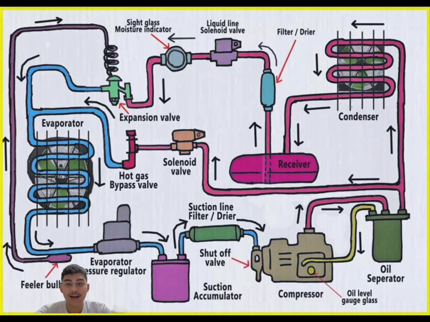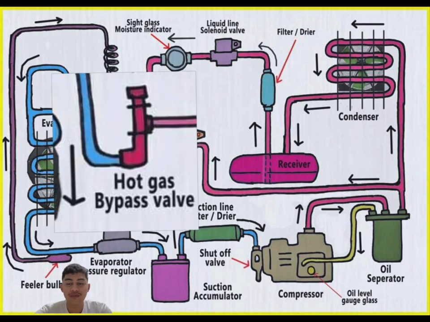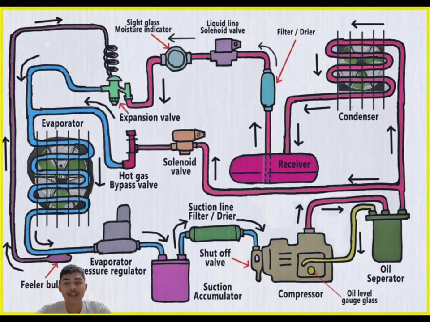Next, we have the hot gas bypass valve. It sends hot refrigerant gas directly from the discharge line to the evaporator. It maintains evaporator pressure during low load conditions to prevent freezing.